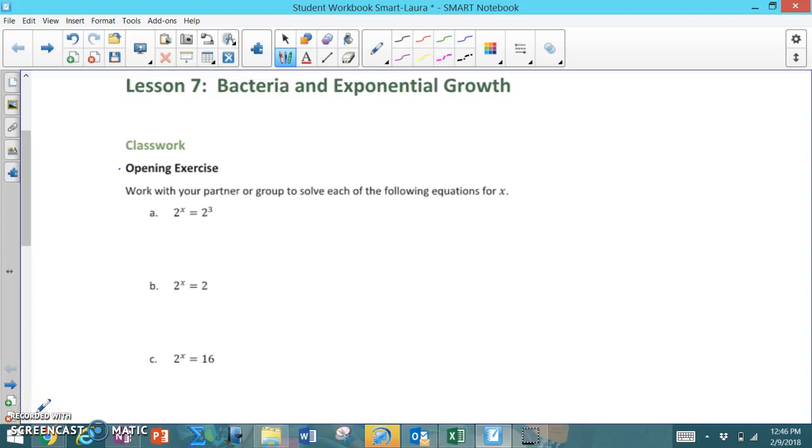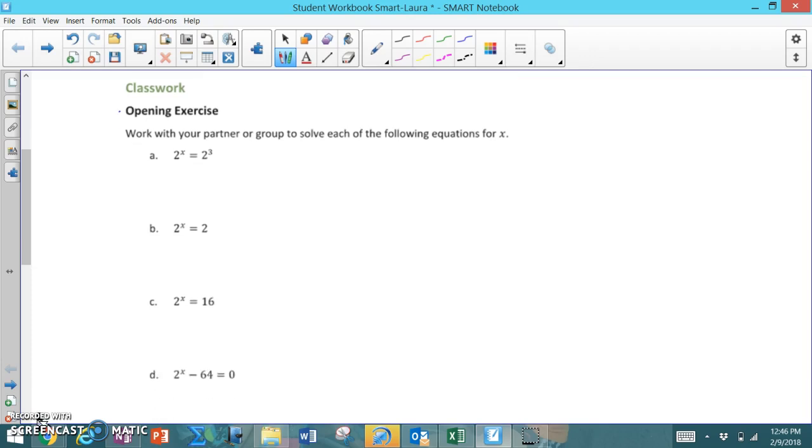Today we started Eureka Pilot with Lesson 7 called Bacteria and Exponential Growth. There's basically two major things you need to be able to do from this section. The first is to be able to solve for an exponent by hand if its answer is a whole number. The opening exercise is an example of this.